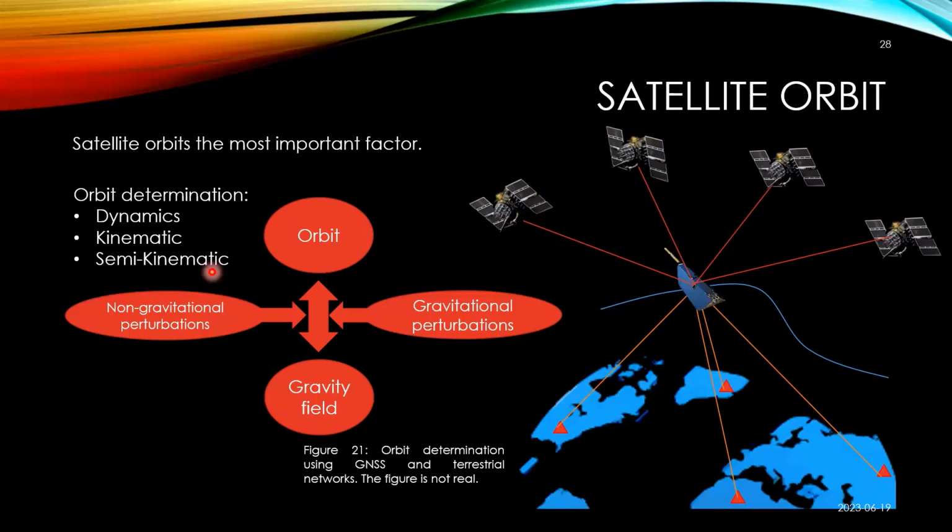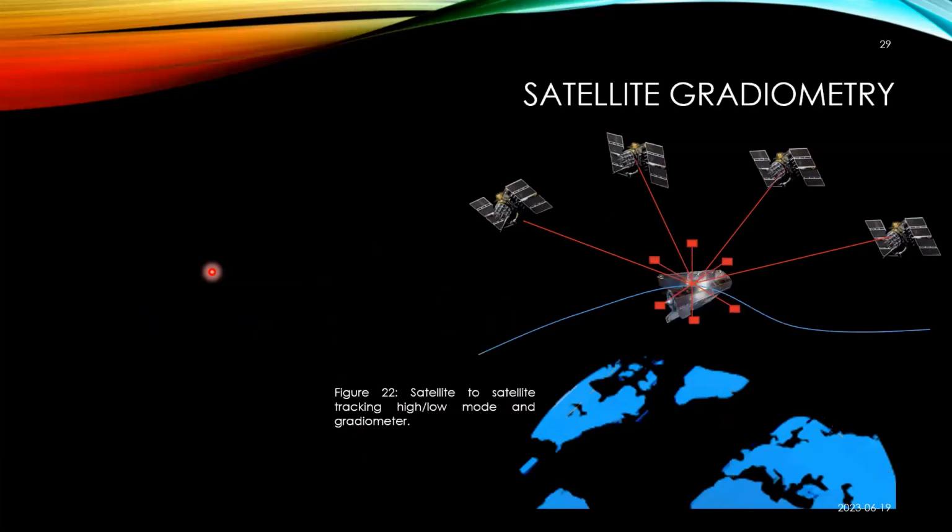So the orbit is actually the first measurement which has been used, I would say, for modeling the gravity field for a long time. Another technique is to use an instrument which is called a gradiometer.